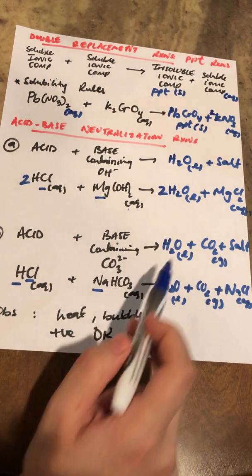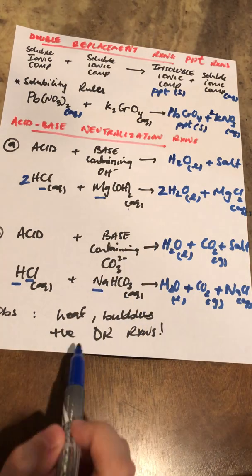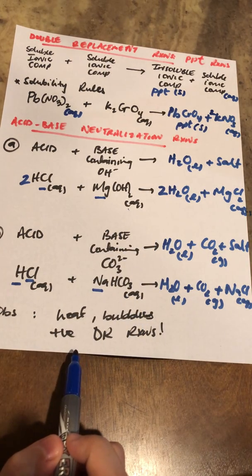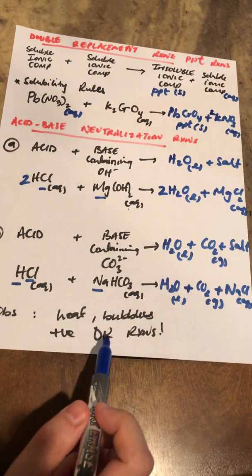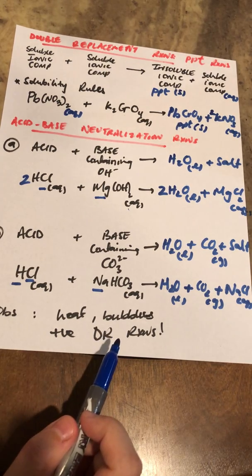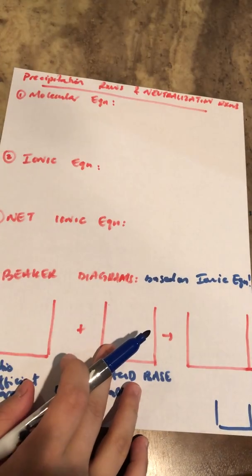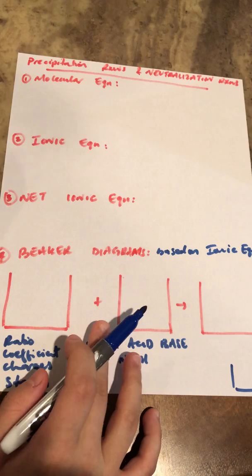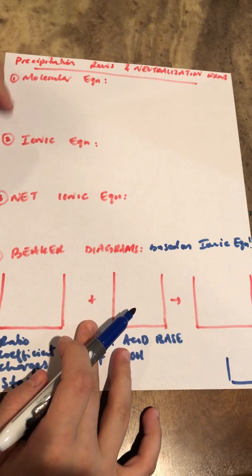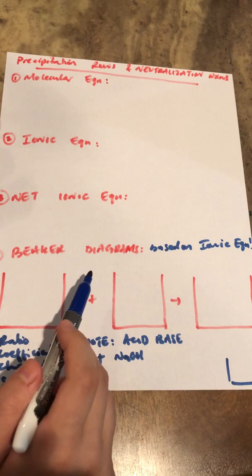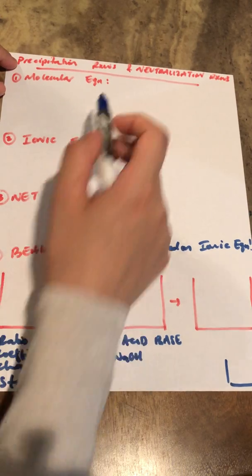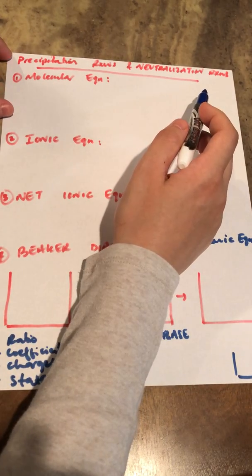So don't miss writing these 2 reactions in your 14 reactions that you're supposed to write for this particular lab report, okay? Now, the last thing I want to go over is the molecular equation, ionic equation, and net ionic equations, and beaker diagrams of precipitation reactions and neutralization reactions, okay?